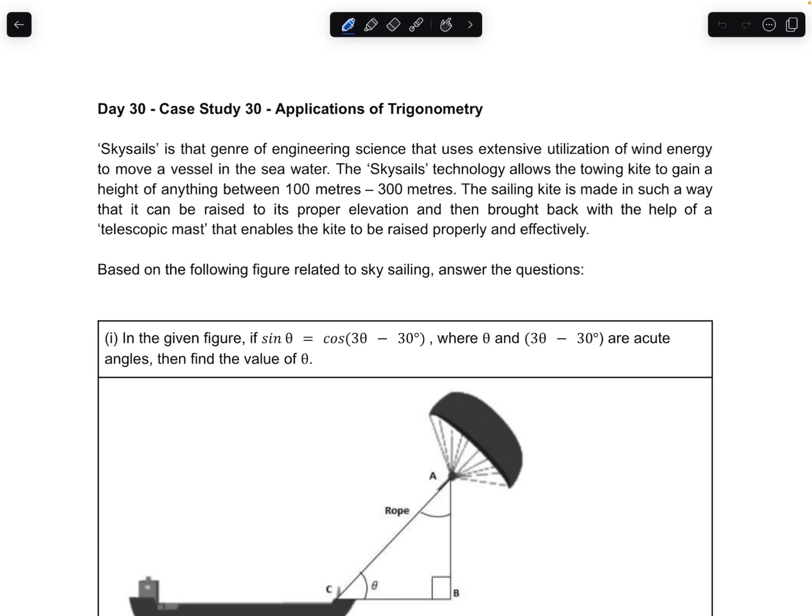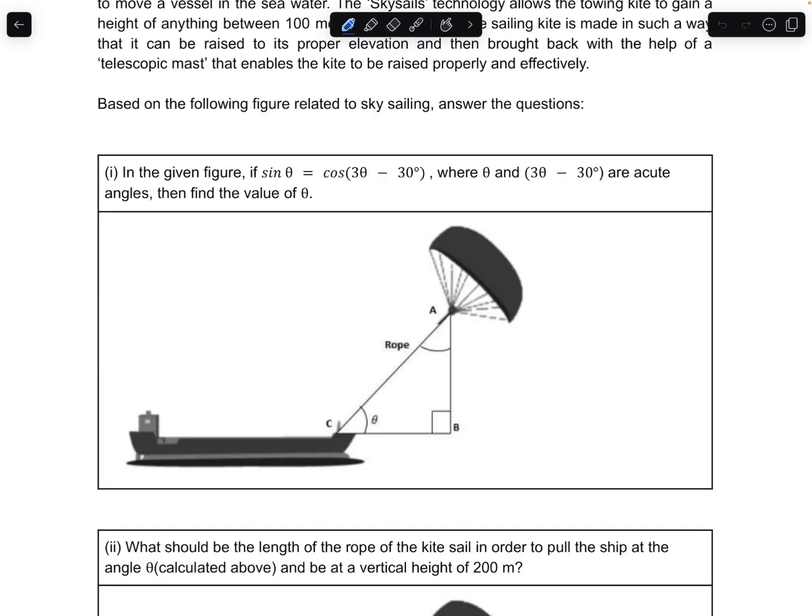Based on the following figure related to sky sailing, answer the questions. Question 1. In the given figure, if sin theta is equal to cos of (3 theta minus 30 degrees), where theta and 3 theta minus 30 degrees are acute angles, then find the value of theta.